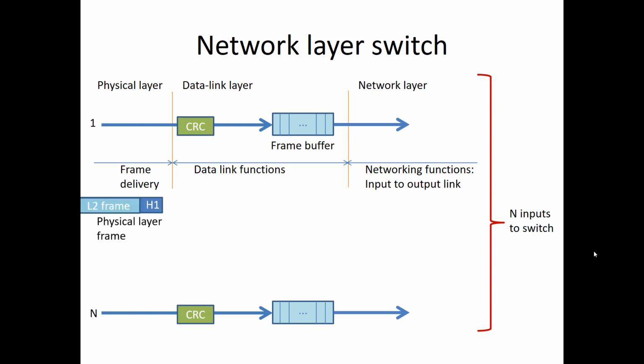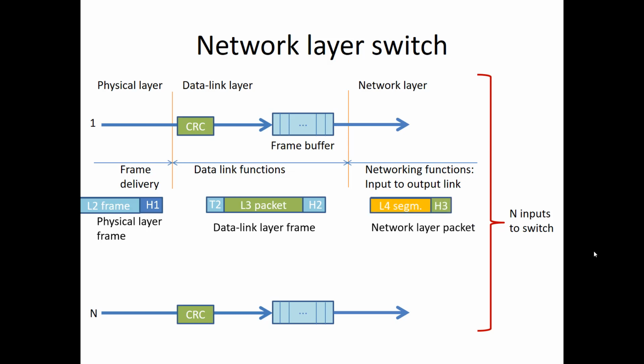So the frame comes in with its physical layer header. The data link frame is extracted with its header and trailer, and inside in the payload is a layer 3 packet. That layer 3 packet carries a layer 4 segment, and here we're interested in the information that is in the layer 3 header, the green header here.